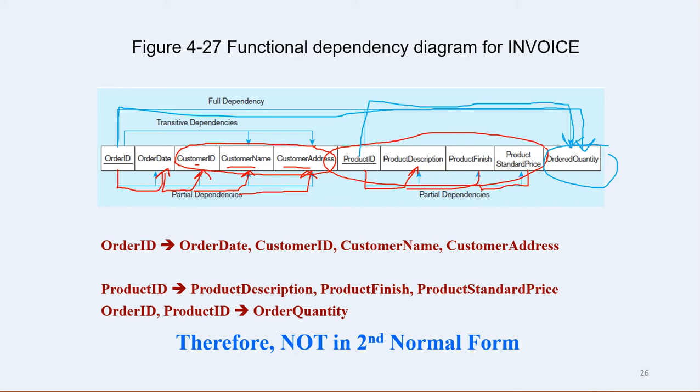So it looks like here, the quantity of the order placed is determined by both order ID and product ID, because an order has been placed, so that's why we need an order ID, but the order has been placed for a product, so we need a product ID as well.